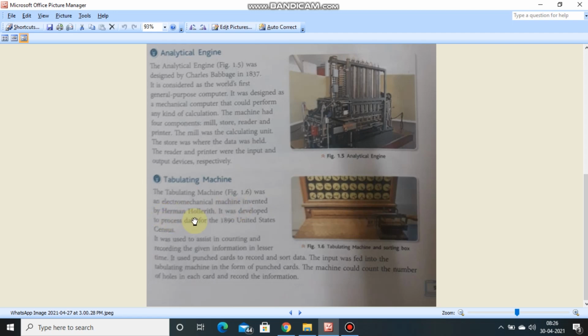It was developed by Herman Hollerith in 1890 for the United States Census, when there was a census in the USA. It was used to assist in counting and recording the given information in less time. It was used to record the census, record the numbers and provide the calculation in less time.